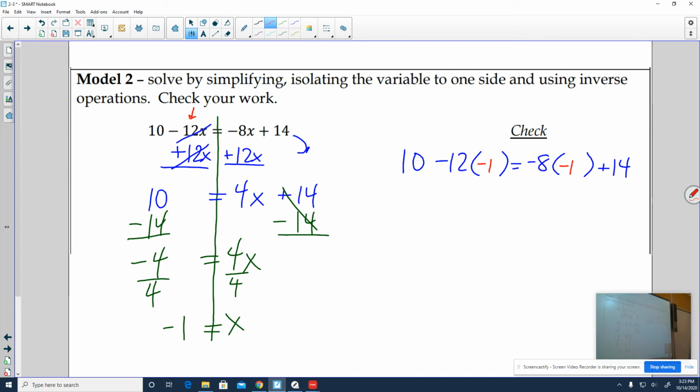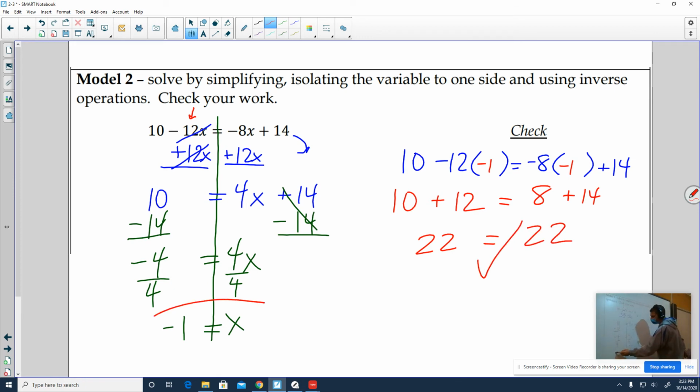Now, this is just straight calculator work. I would hope at this point, just go and plug this in, make sure your equation's true. Double negatives is a positive. Negative 12 times negative 1 is positive 12. That gives me a 22 on the left. Negative 8 times negative 1 is a positive 8. Oh, look at that. My equation is true, therefore my solution must be negative 1.